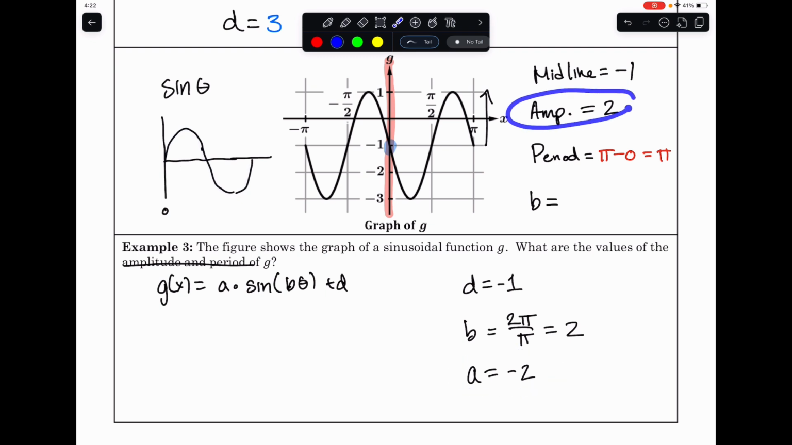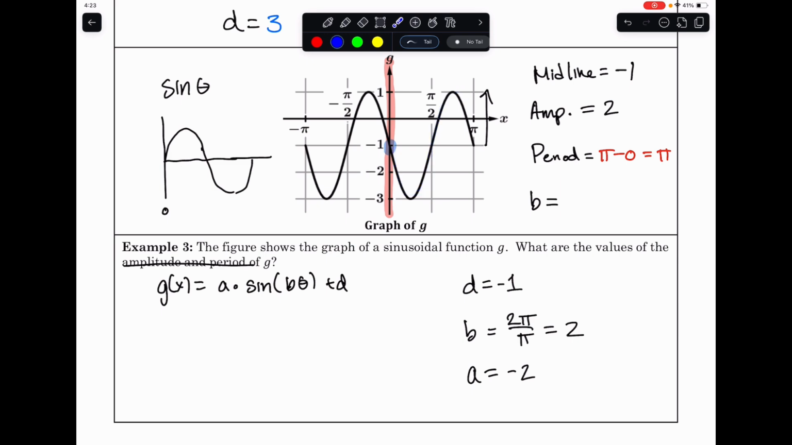So our amplitude is not +2. I'm sorry, our amplitude is +2 because our amplitude is correlating to a distance. The value of a in the equation is going to be negative because of the direction that we're moving from the y-axis.